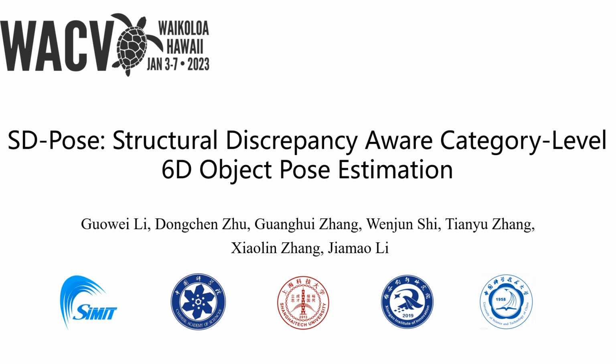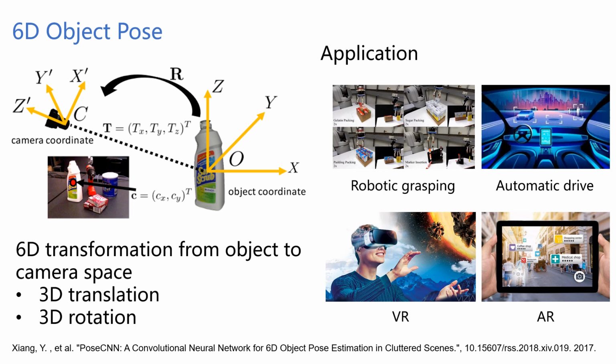Well, the topic I'm going to share is SD-Pose, Structural Discrepancy Aware Category Level 6D Object Pose Estimation. 6D object pose refers to the rigid transformation matrix from the object to the camera space, consisting of 3D rotation and 3D translation. It is widely used in robot grabbing, autonomous driving, VR, AR and other scenarios.